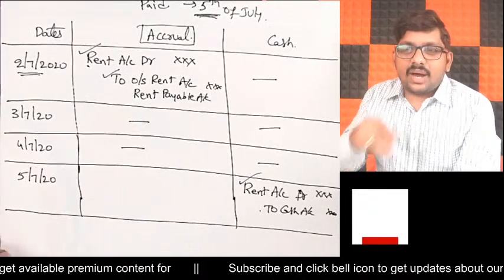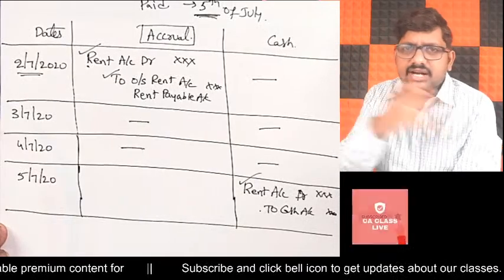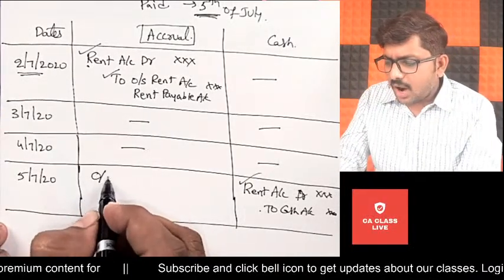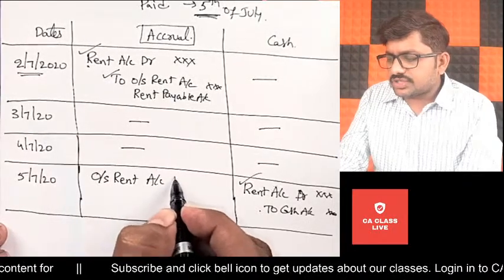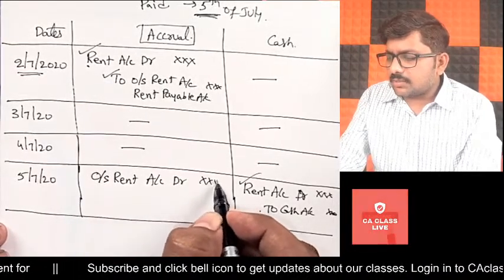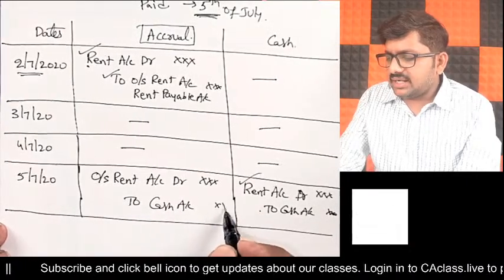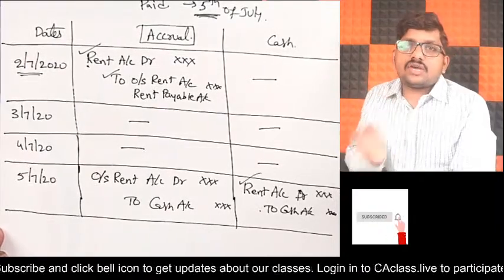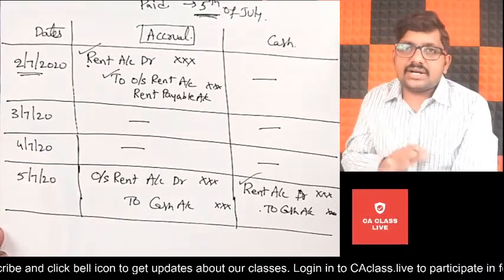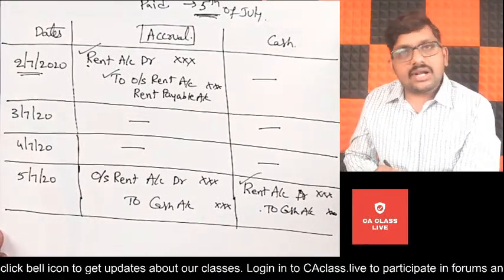Correct? So till now I said outstanding rent is my liability. Now I am paying it. When I pay it, what happens? Outstanding rent will be cancelled. So the journal entry will be outstanding rent account debit, or you can use rent payable also, to cash. You are actually paying now, and when you are paying, you are not recognizing rent expense again because you have already recognized it, you have already incurred it. You are not going to incur it again and again. So that's why you are clearing off your liability.